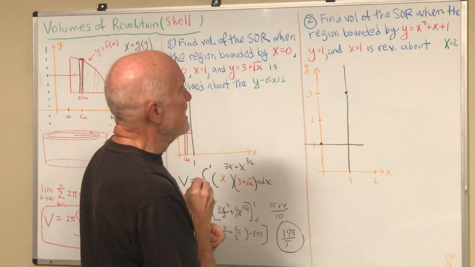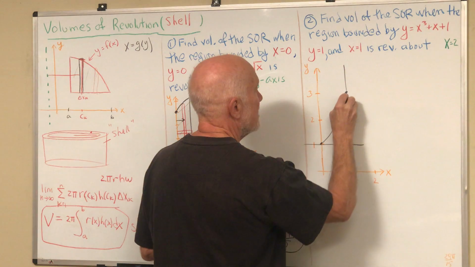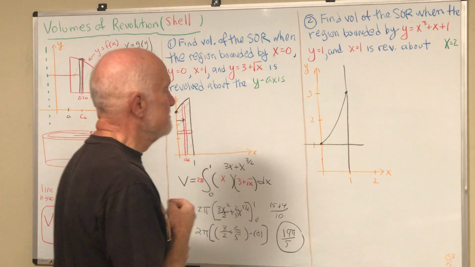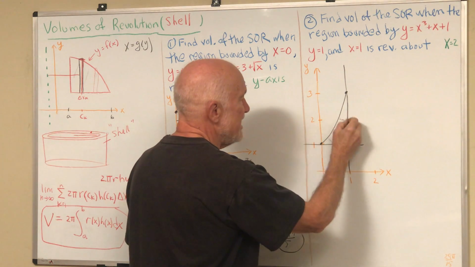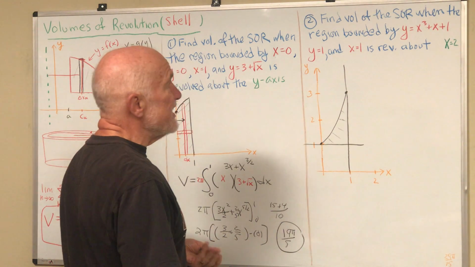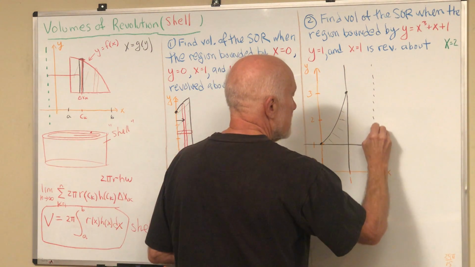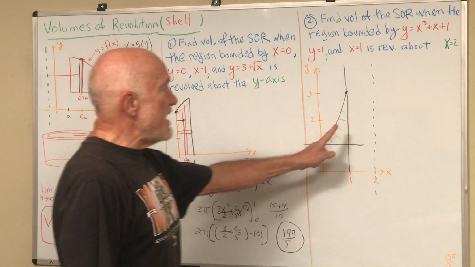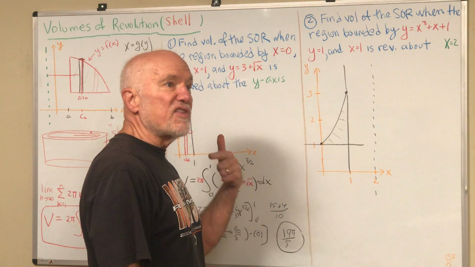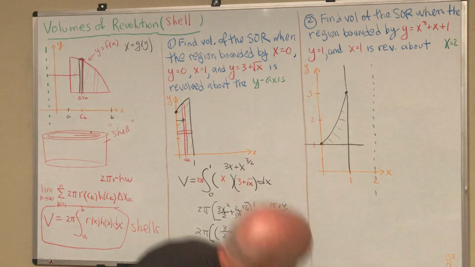So we get something that looks like that. And this is the region right here, and we're going to revolve it around x equals 2. So there's our axis. So we do have space in there, so if we had our rectangles on the side, it would be washers. But we really don't have a choice this time.